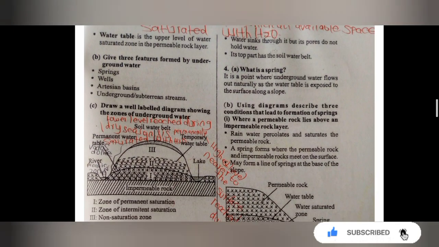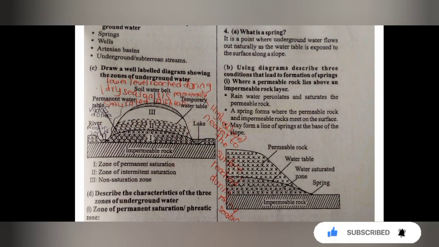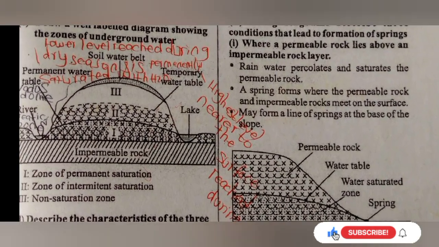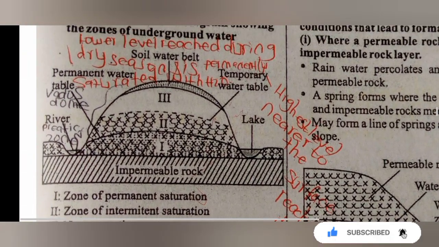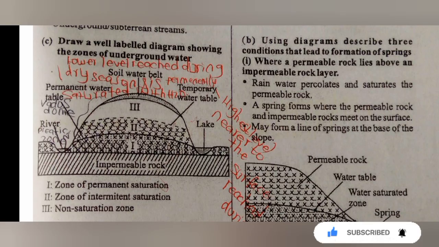Now, we have a diagram there that is showing the zones of the underground water, and from there you can see the soil water belt. Then you can see where the impermeable rock is, and also you can see zone number 1, zone number 2, and zone number 3.